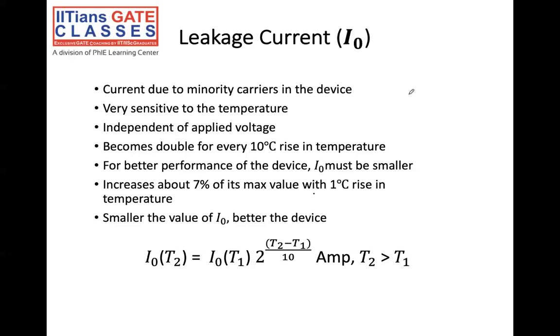Now, let's see how the leakage current varies with temperature. That is I naught at T2 is equal to I naught at T1 into 2 to the power (T2 minus T1) divided by 10. From this expression, we can prove this statement, which is that it becomes double for every 10-degree rise in temperature. Here T2 is greater than T1.